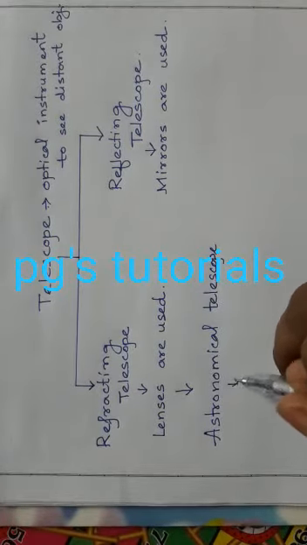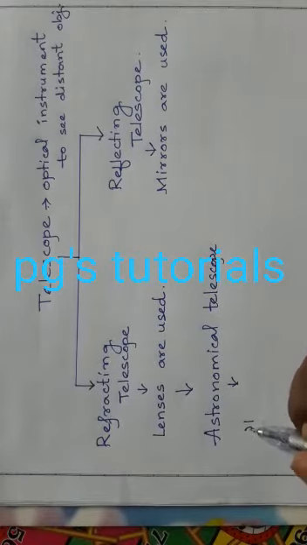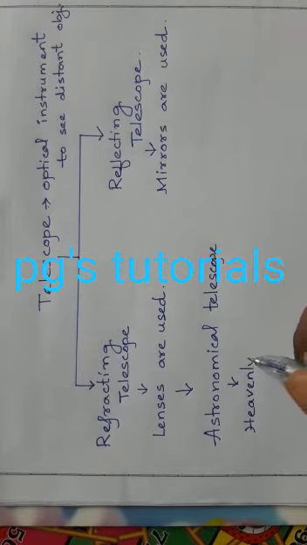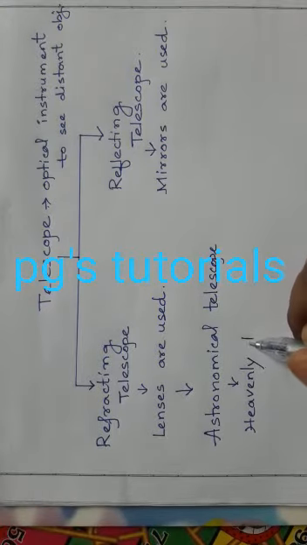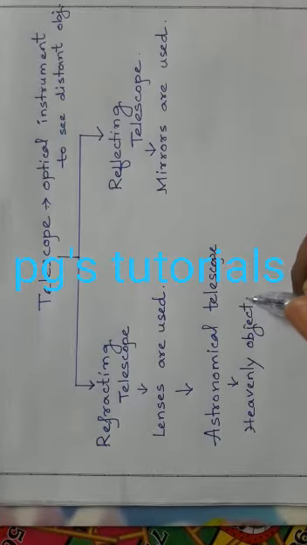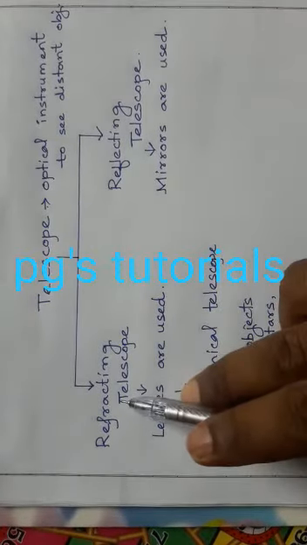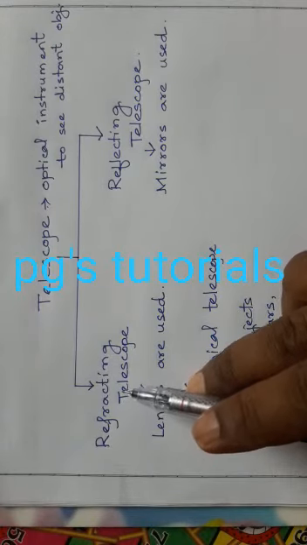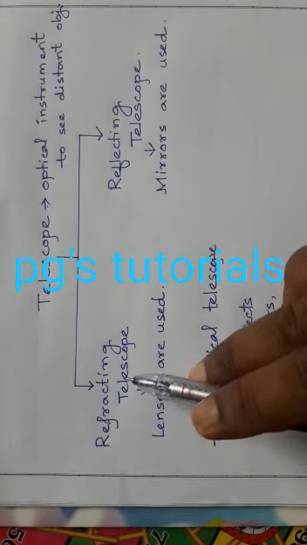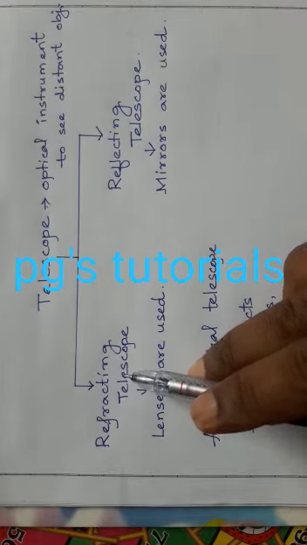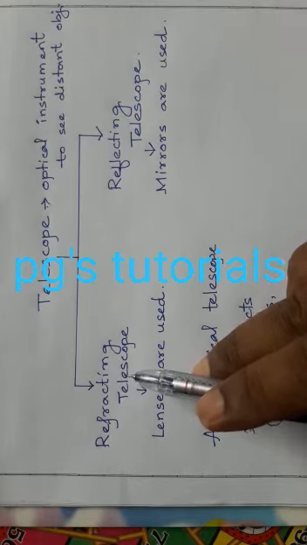This telescope is used to see heavenly objects. Now what are heavenly objects? Objects, that is planets, stars, comets, etc. The other type of refracting telescope is terrestrial telescope, which is used for earthly objects far away but on the earth.